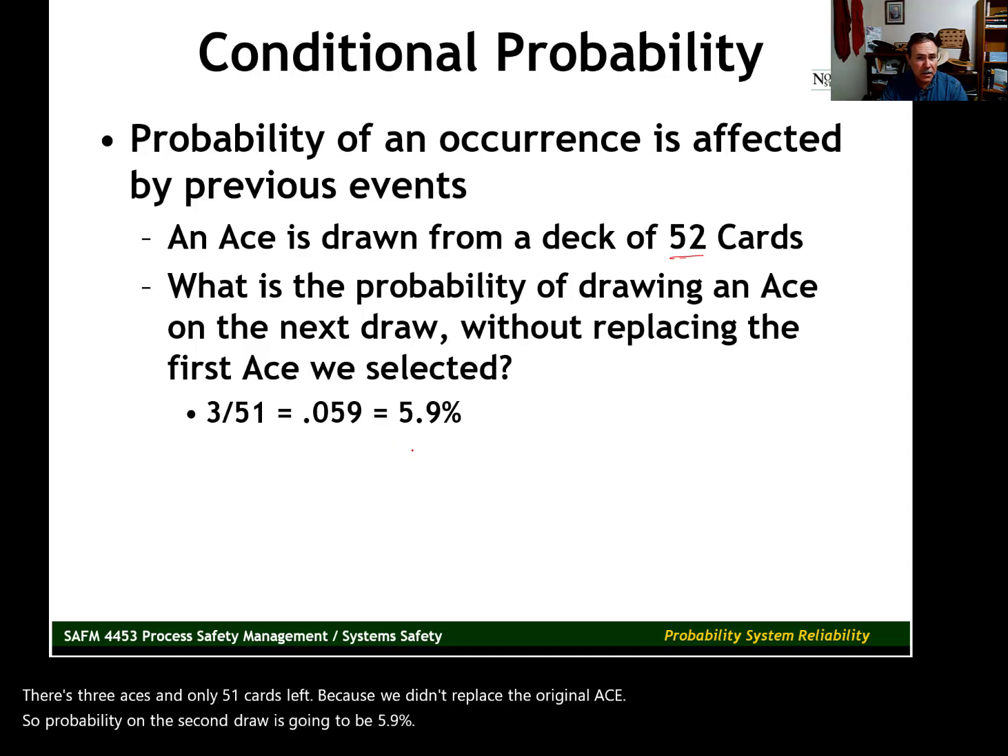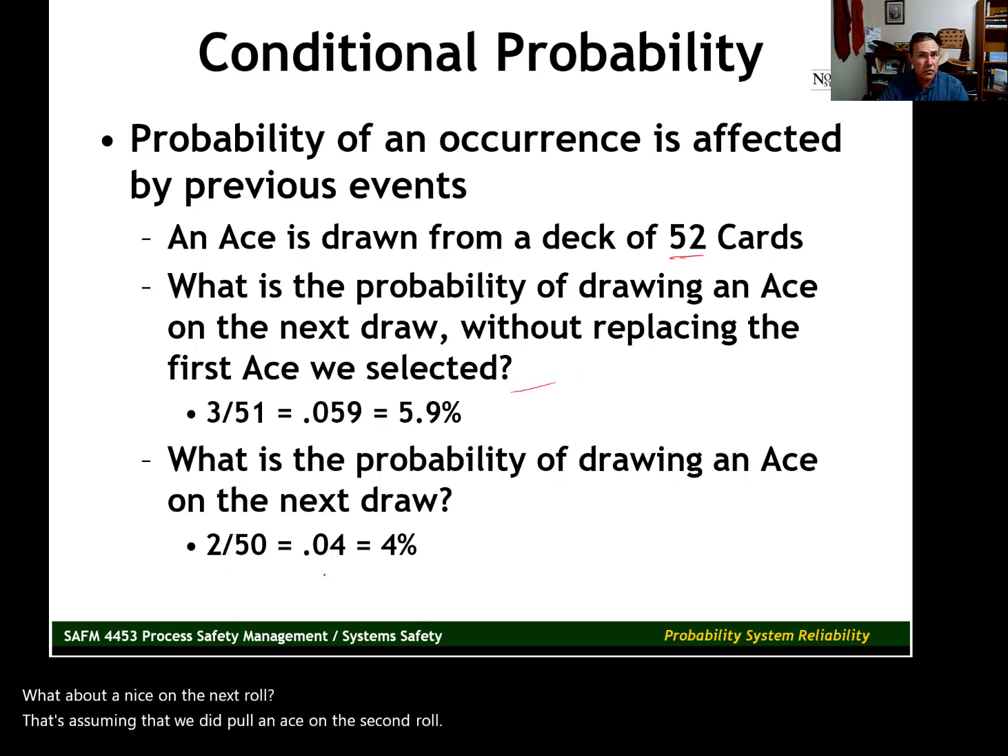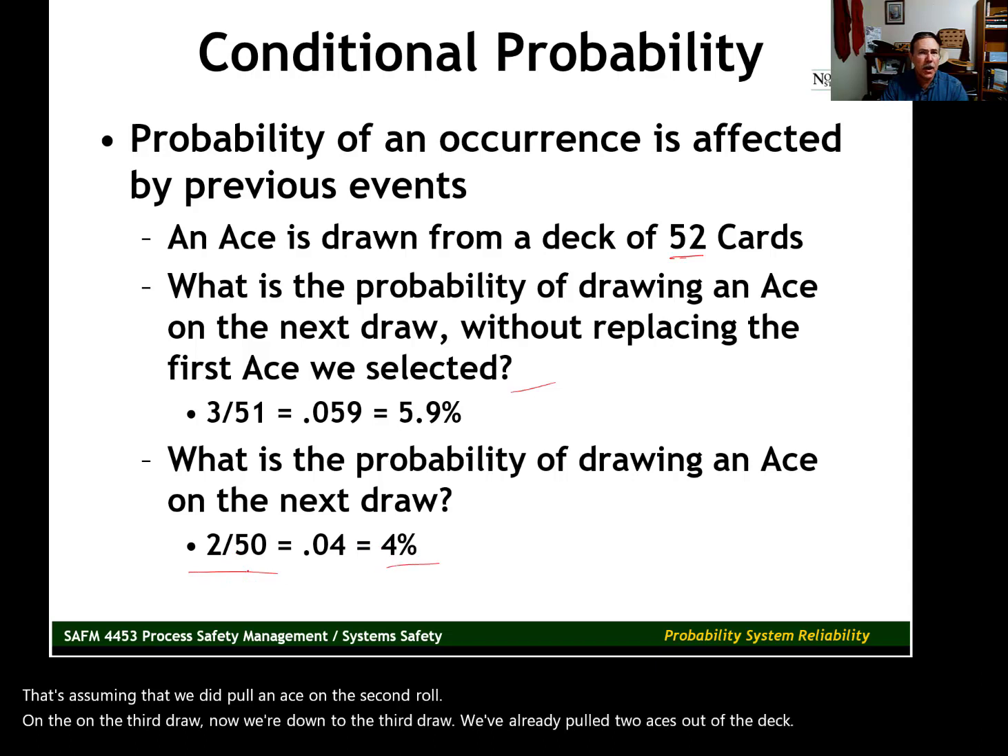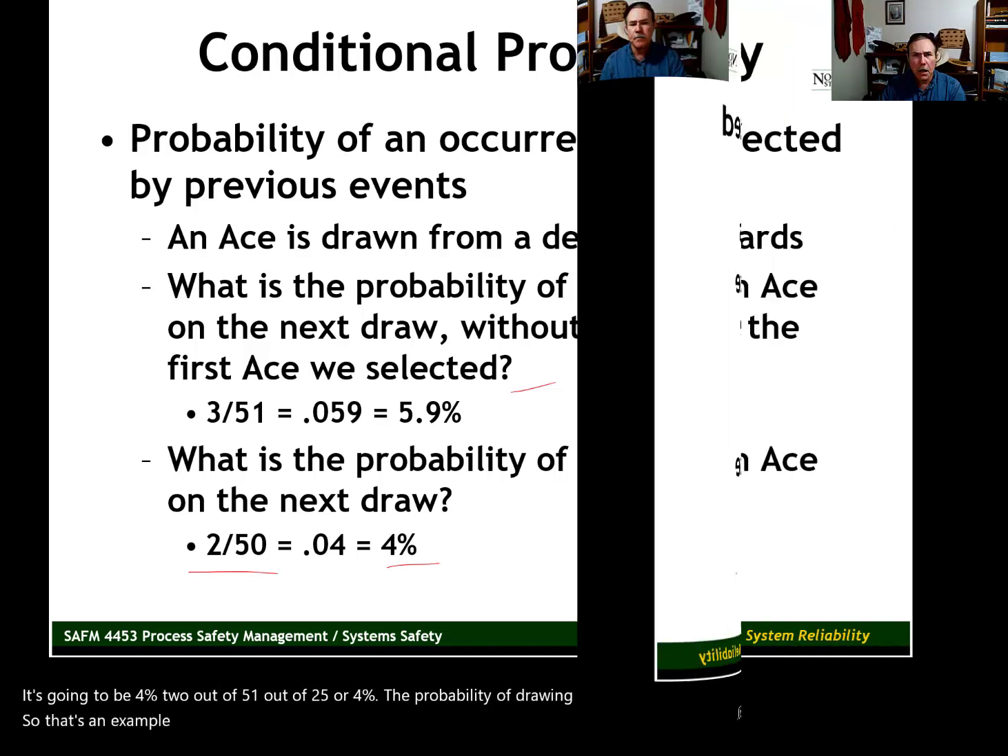What about an ace on the next draw? That's assuming that we did pull an ace on the second draw. On the third draw, we've already pulled 2 aces out of the deck. It's going to be 4%: 2 out of 50, 1 out of 25, or 4%. The probability of drawing a third ace out of the deck of 50. So that's an example of conditional probability.